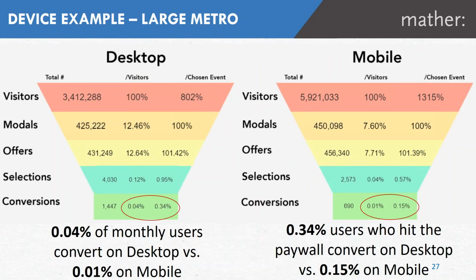This is just the conversion funnels, showing the data behind some of those conclusions. Here we're comparing the conversion rate on the left versus the total visitors. So 0.04% of the 3.4 million desktop users convert, compared to 0.01% of the 5 or 6 million mobile users here. And then as a percentage of modals, which is the people who are prompted to pay with a Lightbox or a modal, it's a pretty similar trend. About 0.34% of that 400,000 converted, and on the mobile side, about 0.15% of the 450,000 that were prompted.